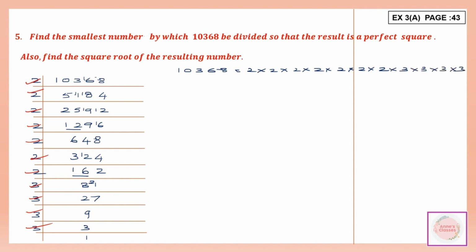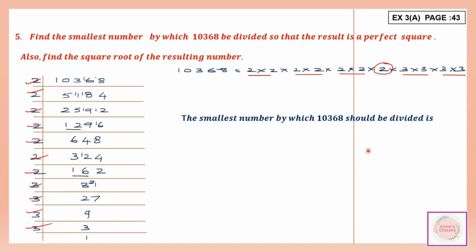Now let's pair them up. So we'll pair the 2's here, 2 again, 2 again. Now here this number 2 doesn't have a pair. So we have 3's and 3's. So now remember children, whenever there's a number that doesn't have a pair, that is the smallest number. That is the smallest number by which this has to be divided. Only then it will become a perfect square. So we've got the first part of our answer. The smallest number by which 10,368 must be divided is 2.